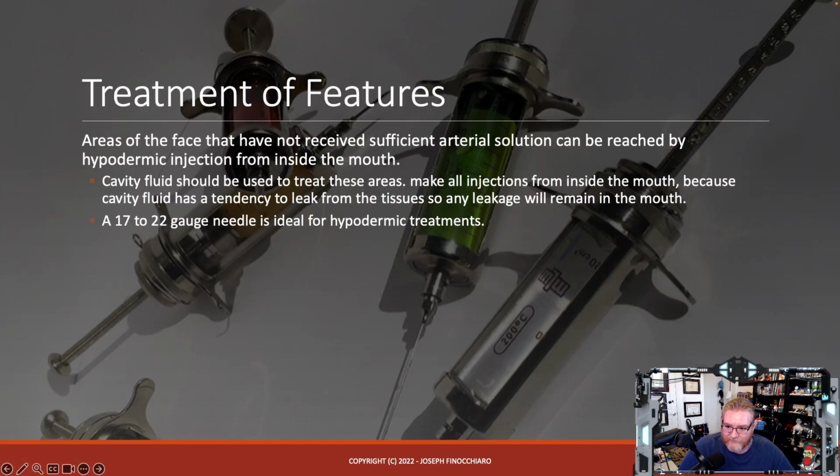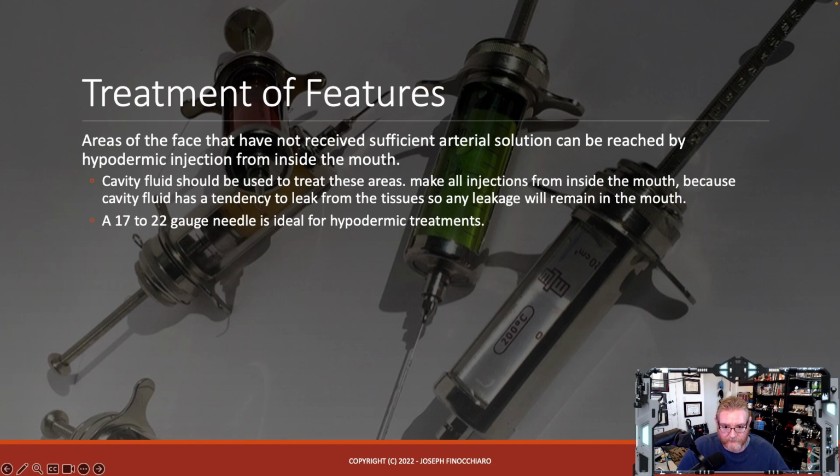Areas of the face that have not received sufficient arterial solution can be reached by hypodermic injection from inside the mouth. Cavity fluid should be used to treat these areas. Make all injections from inside the mouth because cavity fluid has a tendency to leak from the tissues, so any leakage will occur in the mouth.